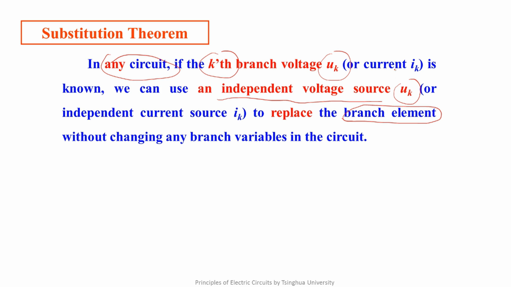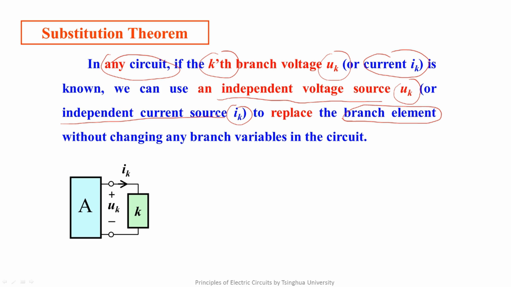Of course, if the case branch current IK is known, we can also use an independent current source IK to replace the branch element without changing any other branch variable in the circuit. It's an amazing theorem. Why is it reasonable? We will prove it later.